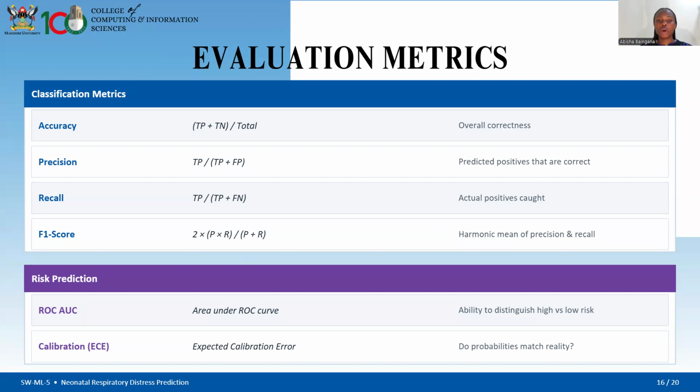So when we look at the risk prediction, this was classification metrics, and when we look at risk prediction, we have the area under the ROC curve, and this one helps us to distinguish if the risk is high or if it's low. And then we have the ECE, or what we would call the expected calibration error, and from here we get to see whether the probabilities that we get from our models actually match, or align with, what is in reality.